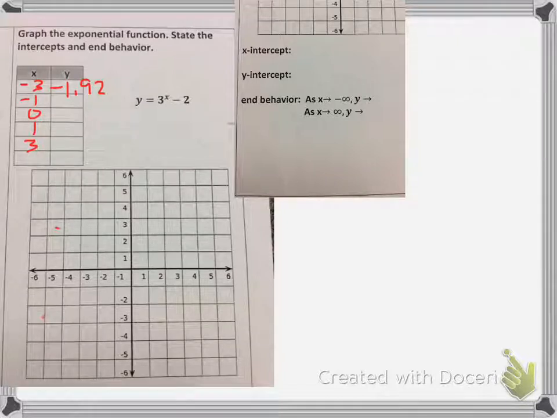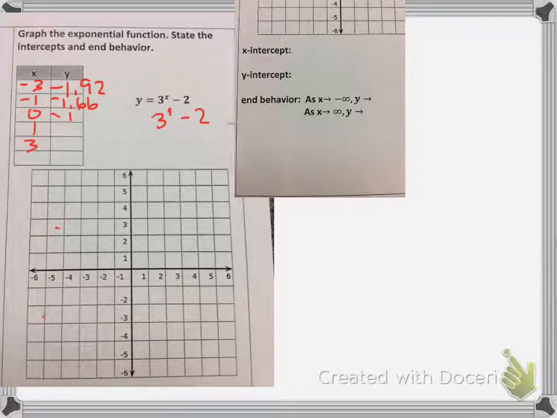Then I'm going to sub in my second one, so 3 to the -1 minus 2. So just on your calculator, plug that in. And I got -1.66. Put in 0. I'll have 3 to the 0 power minus 2. Punch that in your calculator. And I got -1. Put 1 in your calculator, 3 to the 1 minus 2.